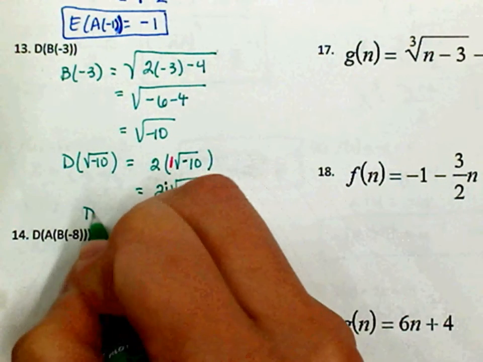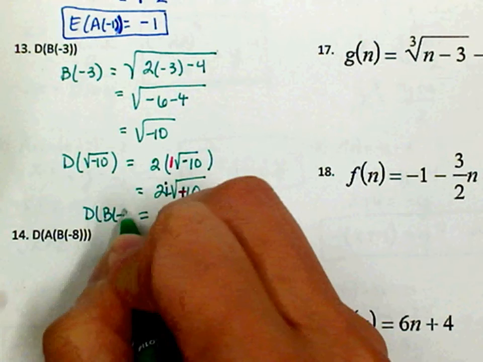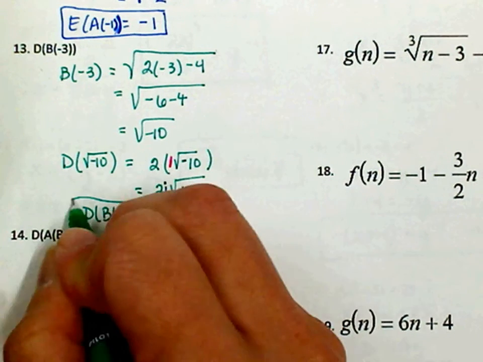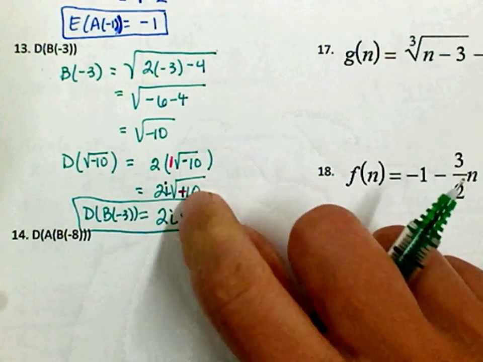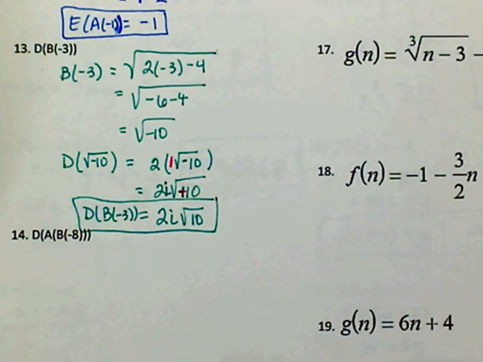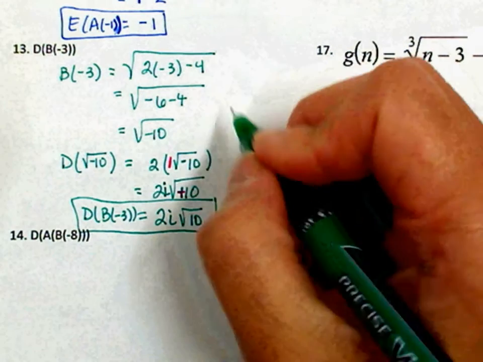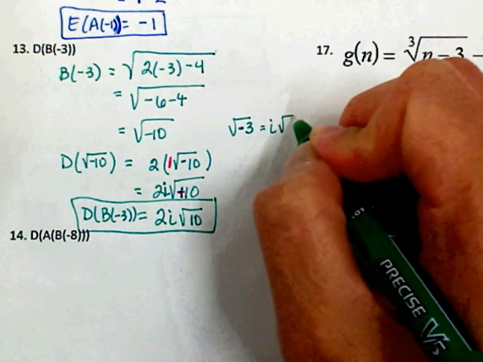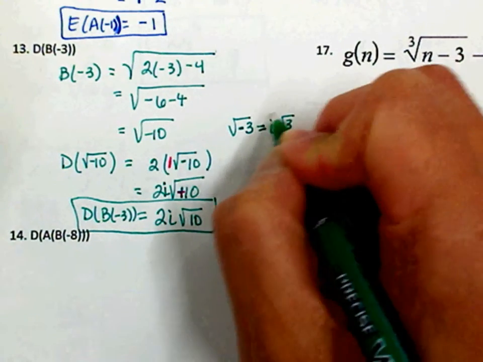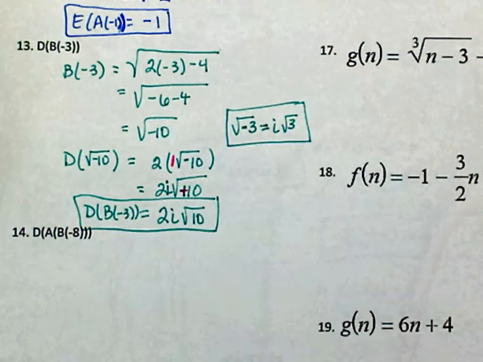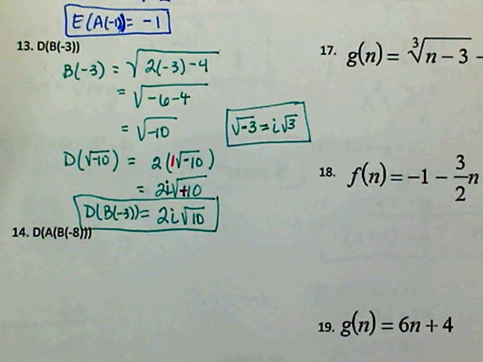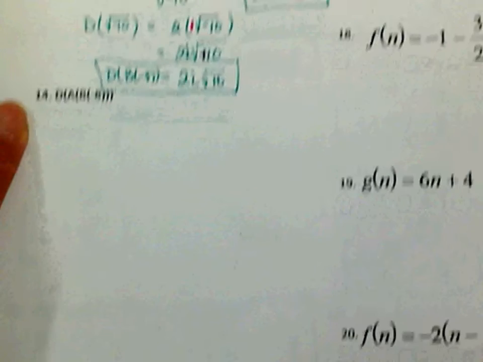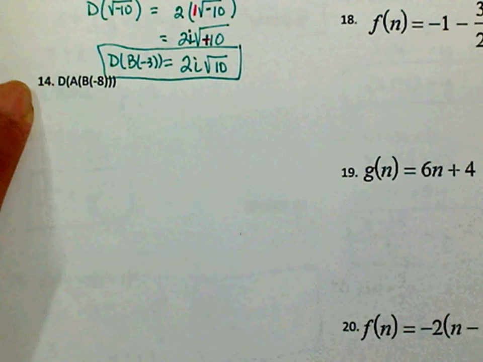So that's d of b of -3. You are not allowed to have a negative under your square root. It comes out as an i every time. Anytime you have a negative underneath, it comes out as i square root of 3, for example. Okay? So just remember that. If I were you, I would write that somewhere. All right, number 14. There are now 3 steps.